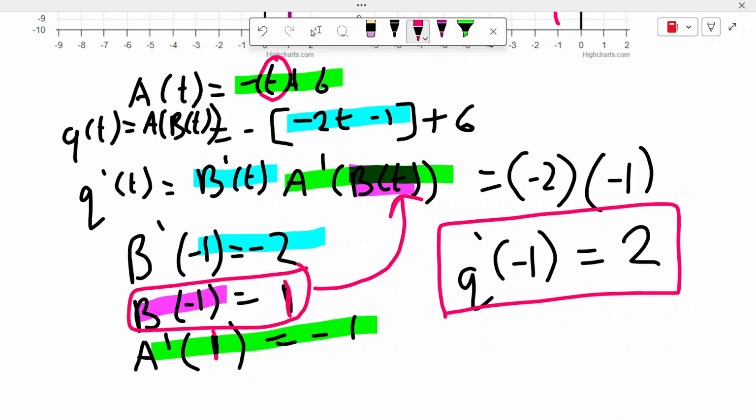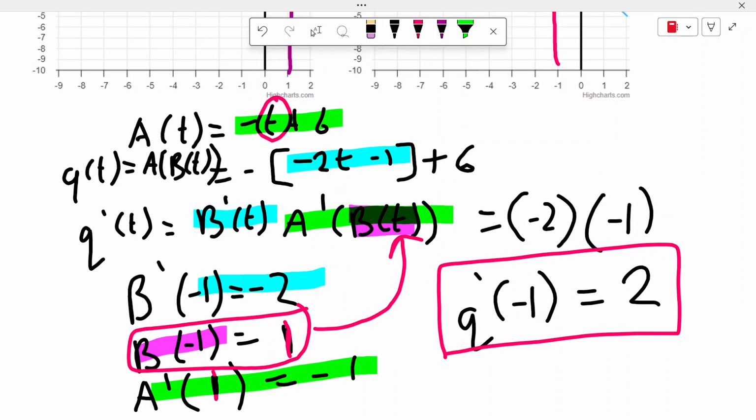It's a pretty unique question, but it really shows you how the chain rule is used, especially when you don't have functions and numbers and letters to go with it. So just something different. Hope that helped.